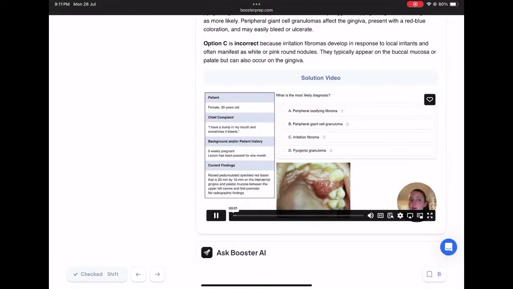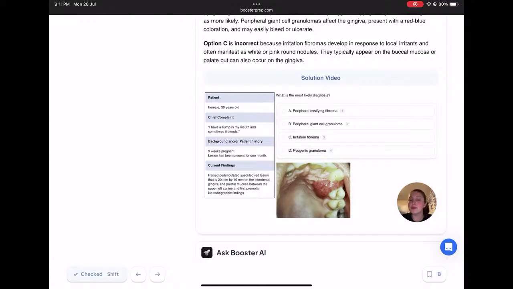We have a 30-year-old female who says, I have a bump in my mouth and sometimes it bleeds. She's 9 weeks pregnant and the lesion has been present for 1 month. And we notice this raised, pedunculated, speckled red lesion that is 20 millimeters by 10 millimeters on the interdental gingiva and palatal mucosa between the upper left canine and first premolar, and there are no radiographic findings. And we're also given this image to look at what's being described. And we're asked, what is the most likely diagnosis?